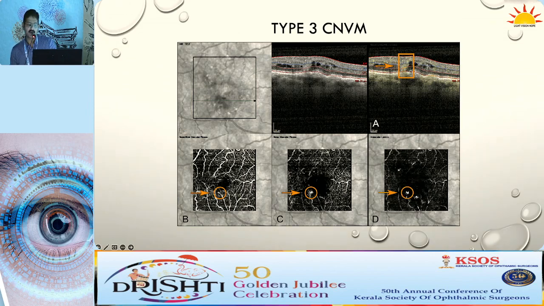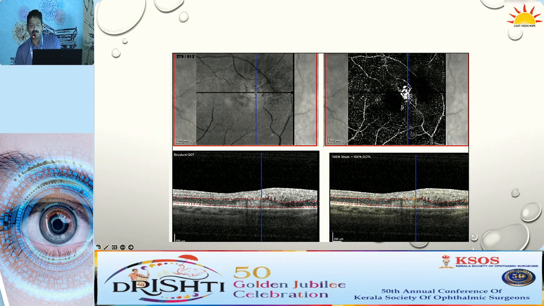Now, if you look at the cross-sectional OCT, you can see the flow through the entire retina. So that means you're dealing with a case of type 3 CNVM. This is another image of type 2 CNVM. You can see the CNVM network in the deep capillary plexus, and in the OCTA, in the cross-sectional OCT, you can see the flow in the entire segment of the retina.